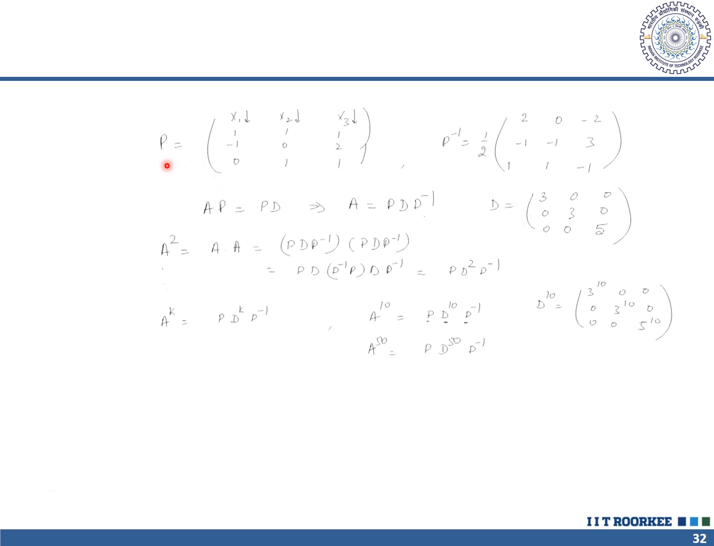Which means in the matrix P, we have to place the eigenvectors in the similar manner. We place the eigenvectors of 3 in the first two columns, and then the eigenvector of 5 in the last column. So AP equals PD, which means A equals P D P inverse.